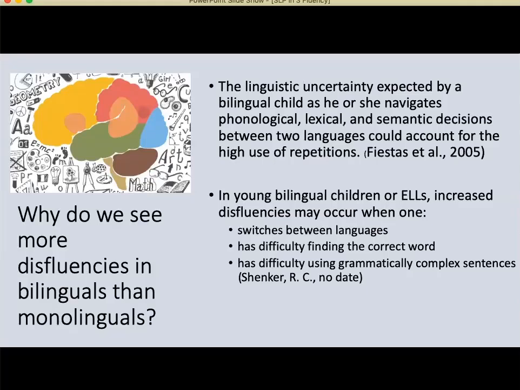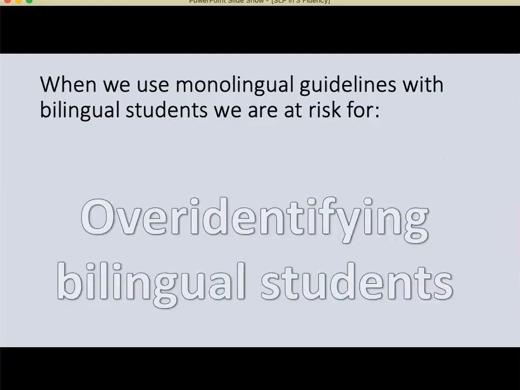Then there's the question of why. Why would bilinguals produce more disfluencies than their monolingual peers? Well, there's this idea of linguistic uncertainty expected by a bilingual child who's navigating between phonological systems, lexical systems, making semantic decisions, and doing this all across two languages. So the idea is that this uncertainty can result in increased disfluencies. It's also been noted that a higher level of disfluencies can occur when a child is switching between languages, when they're having difficulty finding the correct word, and also when they're having difficulty using grammatically complex sentences. So overall, we want to be very sure that we are not using monolingual guidelines when we are making diagnostic decisions about bilingual students, because if we do, we are at risk for over-identifying our bilingual students for services that they really may not need.